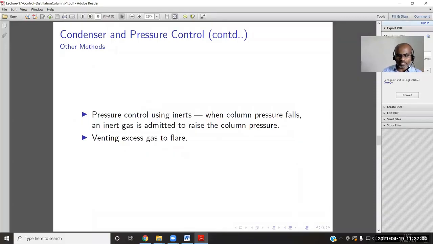Or venting excess gas to the flare, but that is not a nice method, because it is excess gas or excess vapor, no? So that means you'll actually be wasting the product. Or sometimes pressure control using inerts. You can even apply some inert gas over the condenser. So whenever the column pressure falls, you can admit inert gas. That way you can also pressurize the column.